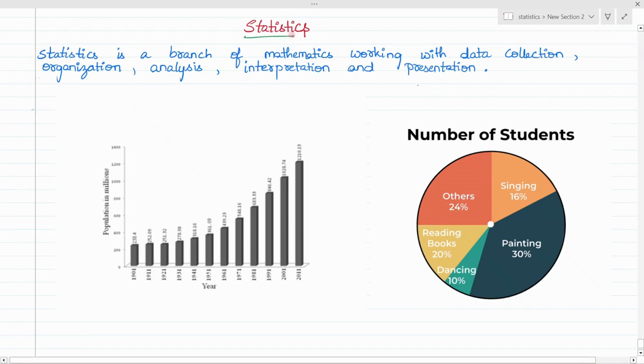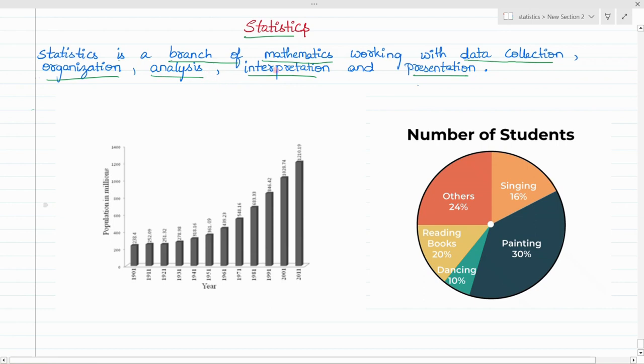Now let's get into the new chapter, that is statistics. What is statistics? It is a branch of mathematics which works with data collection, organization, analysis, interpretation, and presentation. It's basically collecting the data and organizing it in the form of graphs, pie charts, histograms, anything.